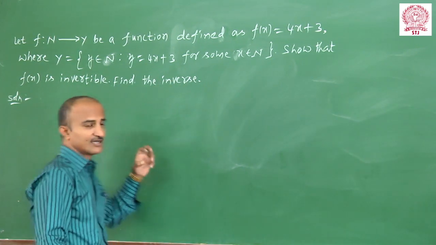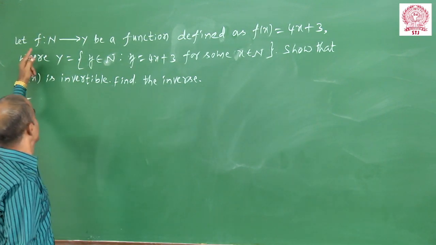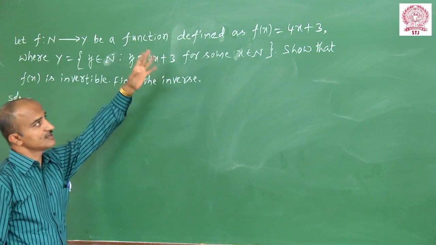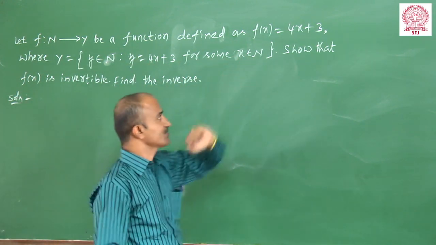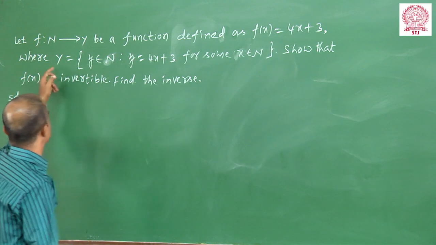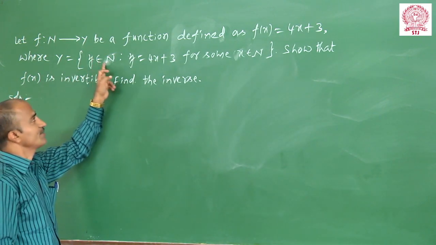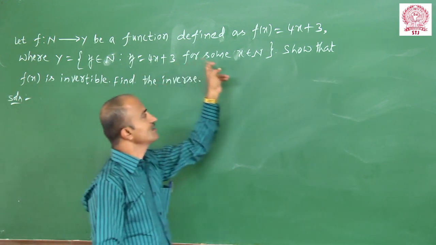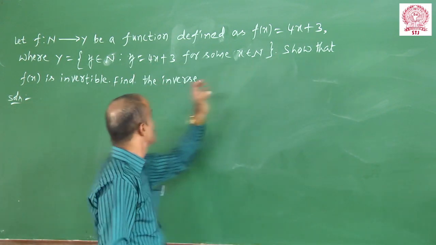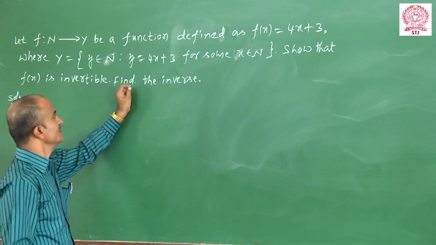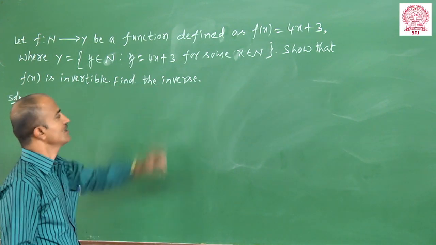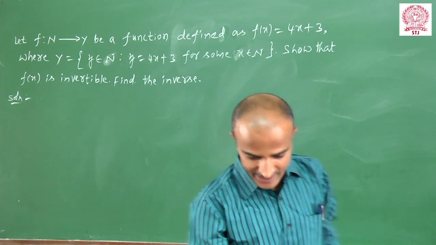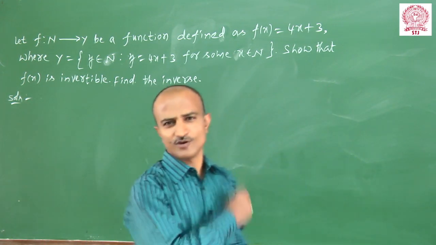Now, here is a sum. Let f be a function defined from N to Y, defined as f of x equals 4x plus 3, a linear function, where Y equals the set of all y belonging to the natural numbers, y equals 4x plus 3 for some x belonging to N. Show that f is invertible. Find the inverse. Find the inverse of what? We need to find the inverse of f only.